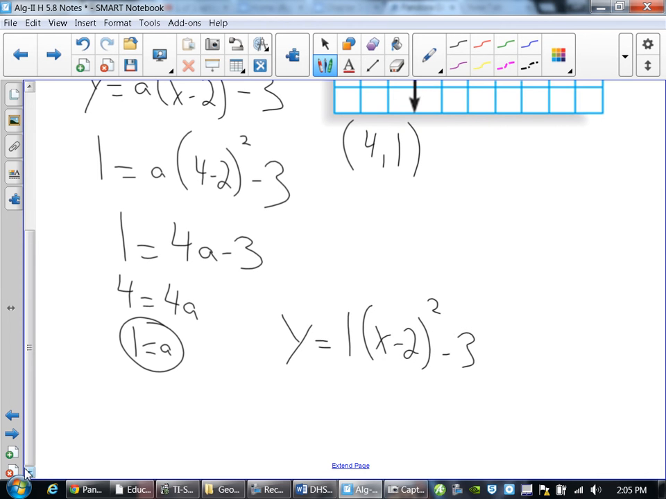And did you really need to put that value of 1 there? No. So when you have vertex form, you will have to be given a point and a vertex. It allows you to solve for a. So that's it. That's your answer. It's going to say write the equation of the curve in vertex form. It's done. Okay.